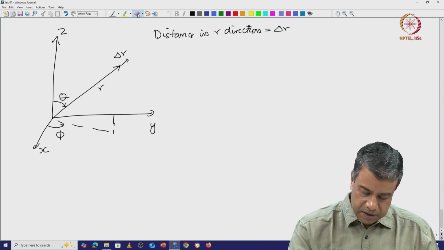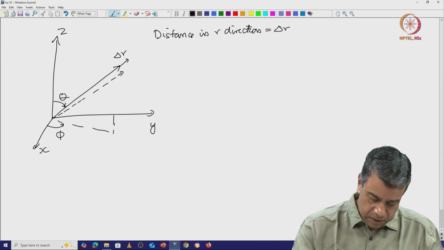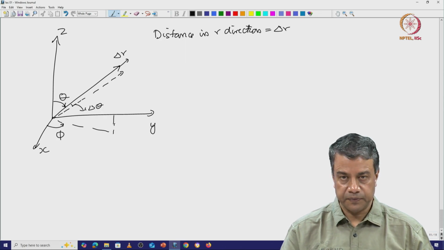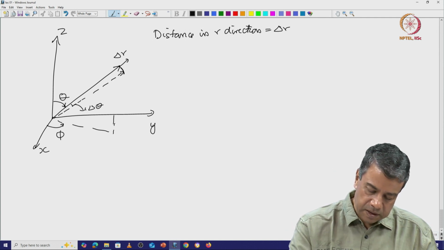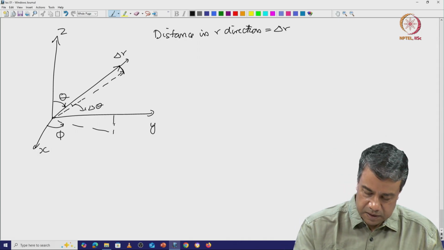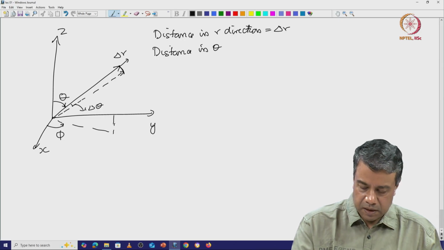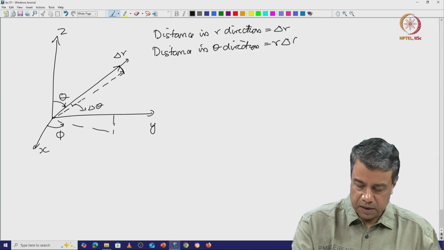Now, if I change theta by a small amount delta theta, in the theta direction, what is the actual distance travelled? It is not delta theta, because theta is an angle, it has no dimension. The actual distance travelled is the length of this arc over here. So, the distance in theta direction is equal to r delta theta.